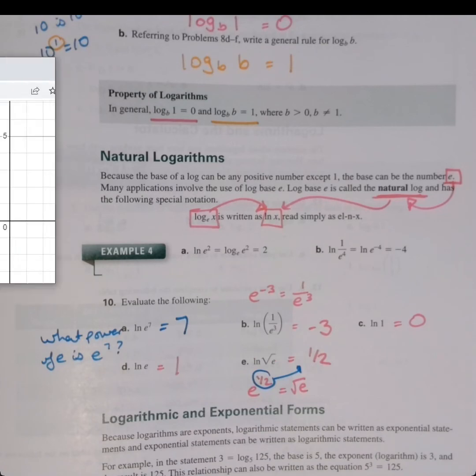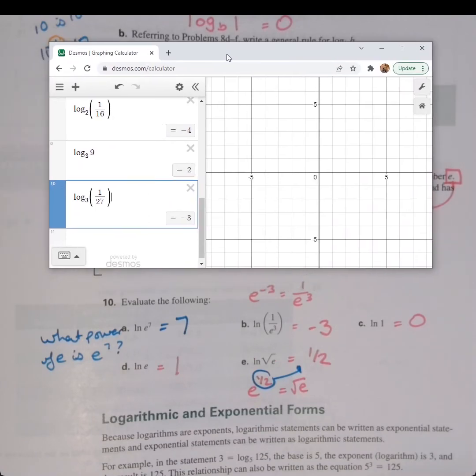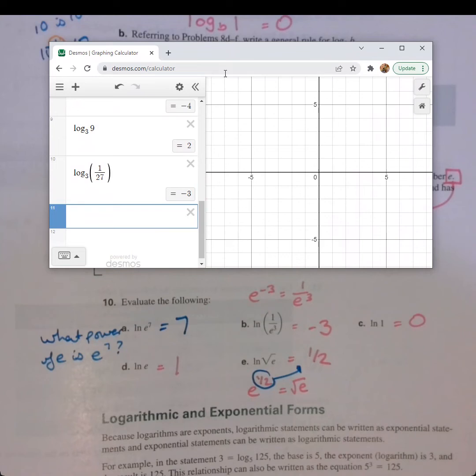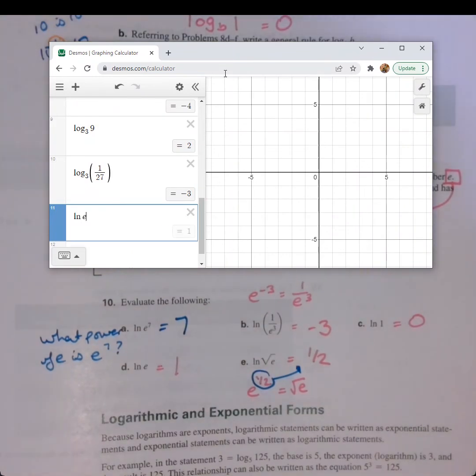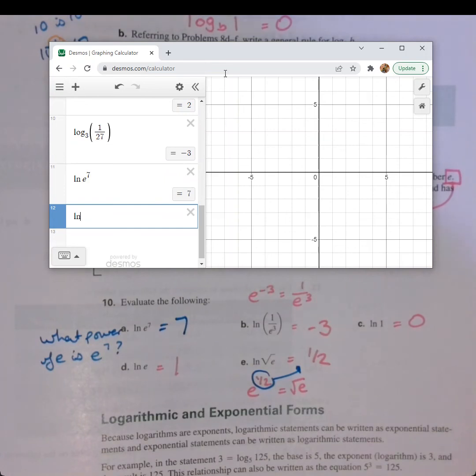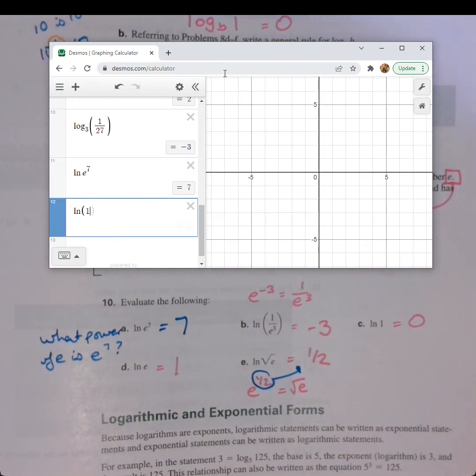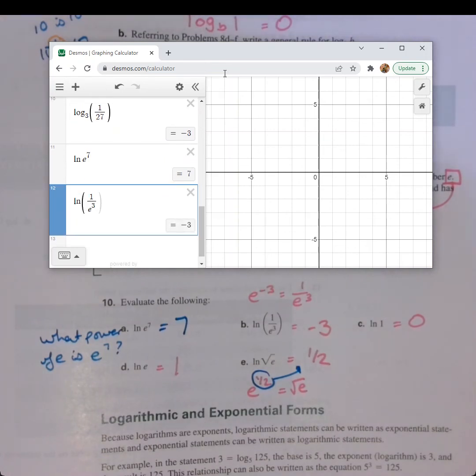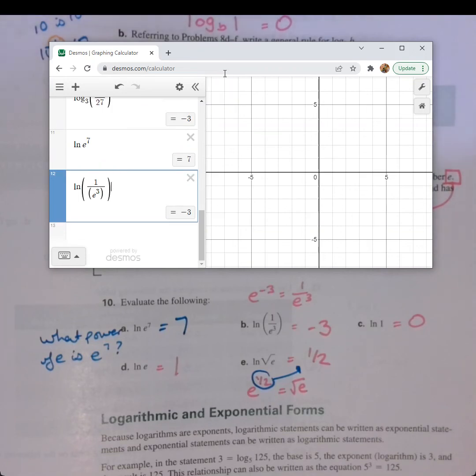Now, again, we talked about how we know each of those from what we know about powers on e. Natural log can just be typed in with the letters L and N. So I can do ln of e to the 7th, that's 7. I can do natural log of 1 over e to the 3rd, it's -3. Put my parentheses in the wrong spot, but that's okay.